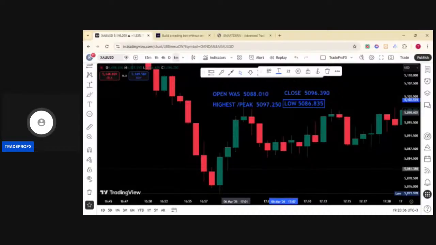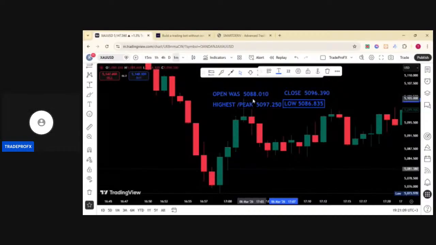So in trading gold, 1 pip is a movement of 0.01 at the second decimal point. So how do we calculate? We normally pick the open price. This one is a bullish candlestick, so we pick the difference between the close minus the open. Then we divide that by 0.01 so that we can get the pips.